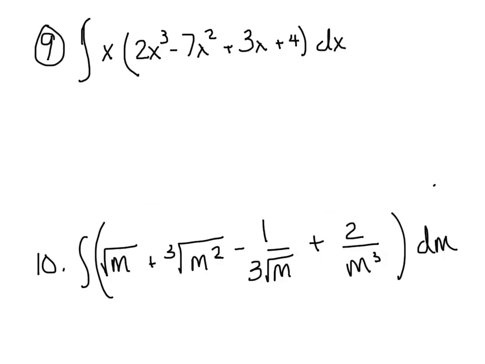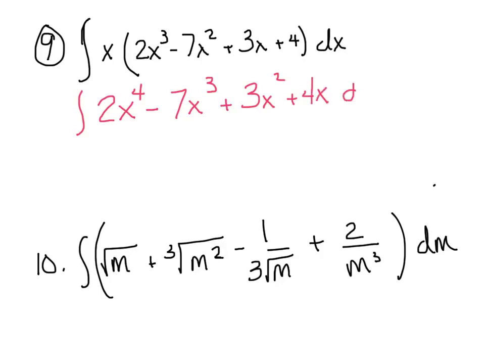Well, we've made it to the last 2 examples for the night. And again, I'm just going to stress that rewriting step. Number 9, what does your gut tell you to do with this x hanging out here? Hopefully it's just saying quickly rewrite it. So I'm just going to rewrite this as 2x to the 4th when I multiply, minus 7x cubed plus 3x squared plus 4x dx.